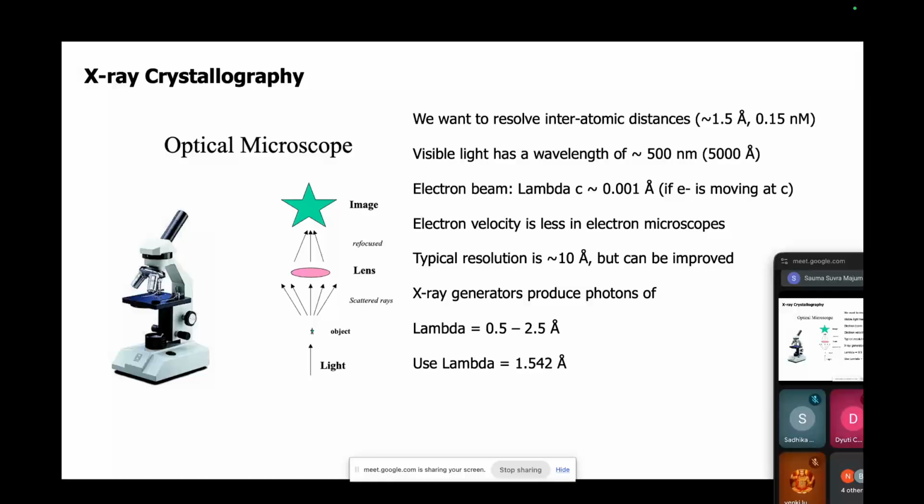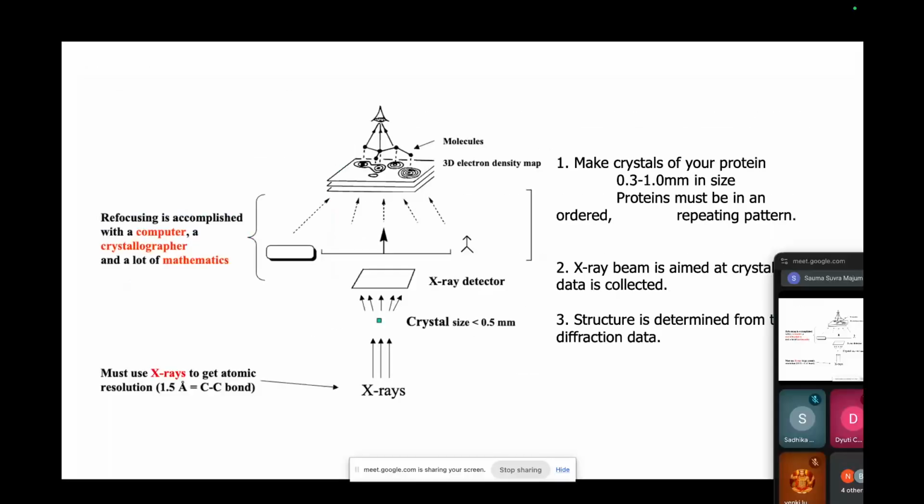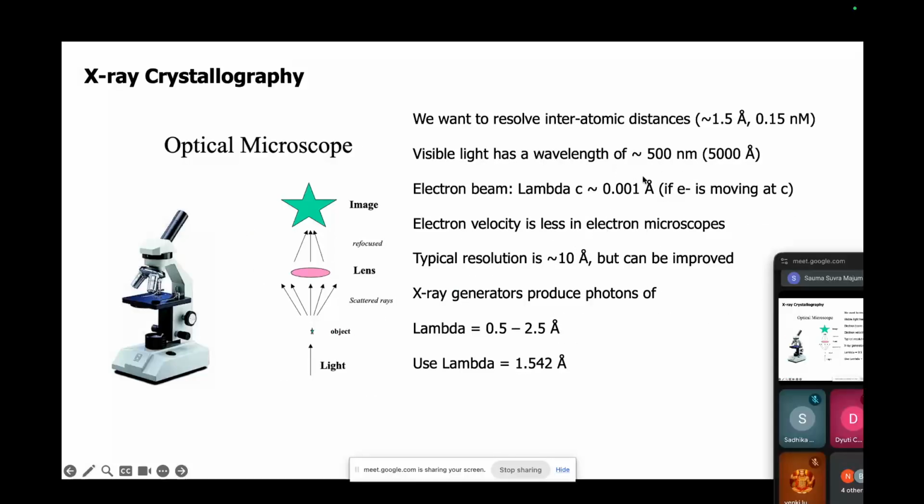And again, this is the level of the wavelength of the photons that X-ray generators generate, right? So our target, if you are using electron microscopes or electrons specifically instead of X-rays, the ideal wavelength would be something of this order, which is difficult to achieve. But using electron microscopes in certain cases you can do it. But for X-rays, the lambda is around 0.5 to 2.5 angstrom.